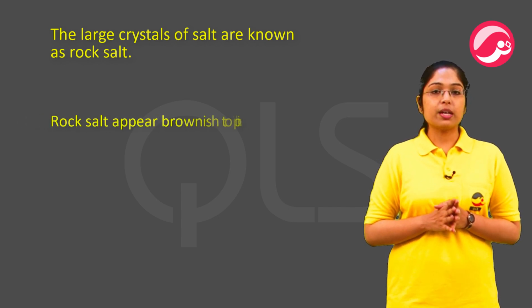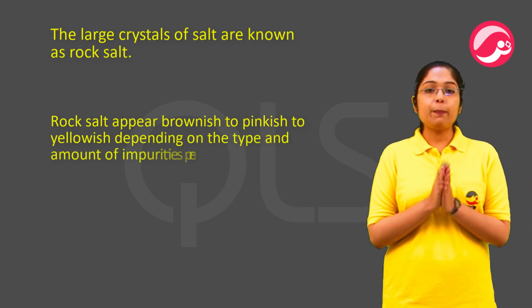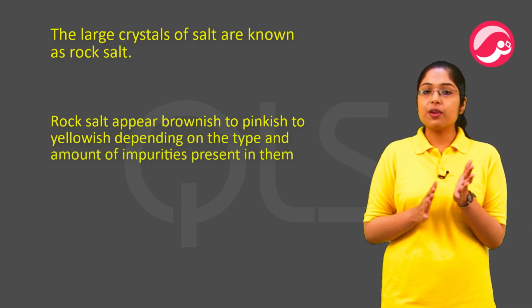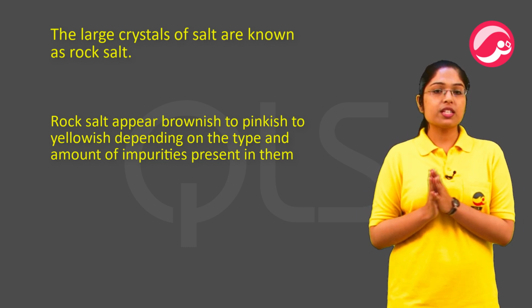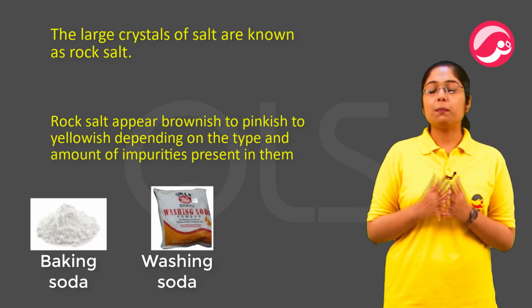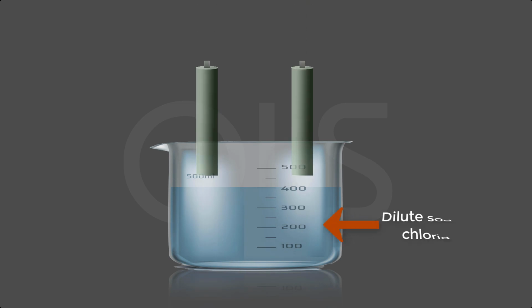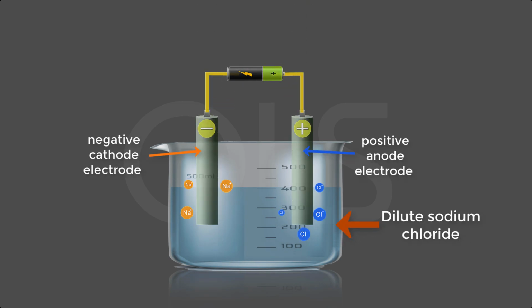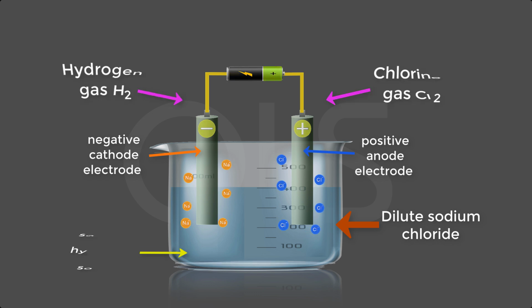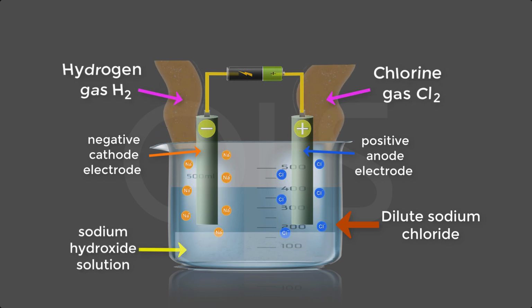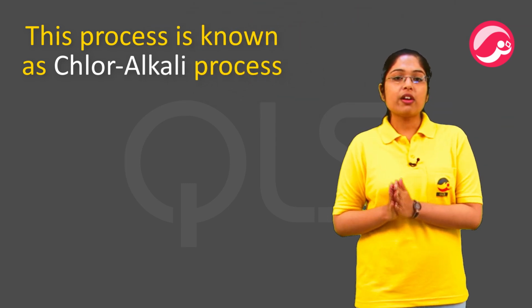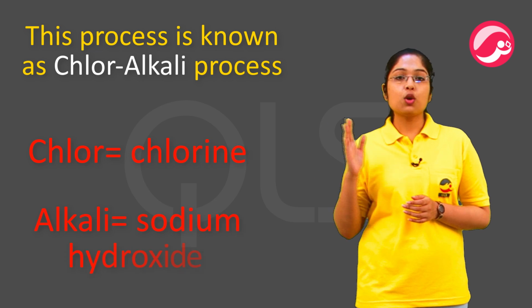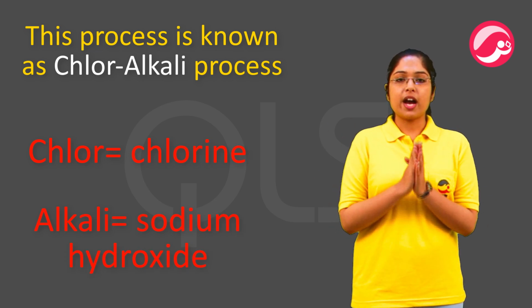These crystals of rock salt appear brownish to pinkish to yellowish, depending on the type and amount of impurities present in them. These salts serve as raw material for many other day-to-day useful substances like baking soda, washing soda, bleach, etc. When electricity is passed through aqueous sodium chloride solution, which we commonly call brine, it decomposes to form sodium hydroxide, chlorine gas and hydrogen gas. This process of breakdown of brine is known as the chlor-alkali process. Chlor for chlorine and alkali is sodium hydroxide.